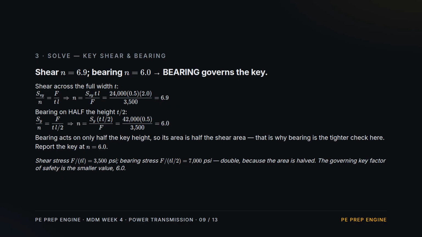Solve. Part 2. In shear, the force is carried across the full width of the key, giving a factor of safety near 7. In bearing, the force presses on only half the key height, so the area is halved, the stress doubles, and the factor of safety drops to 6. Bearing is the tighter check here, so the key is reported at 6. Whichever is smaller governs. Always run both.